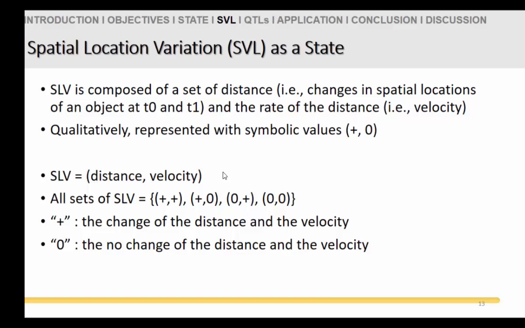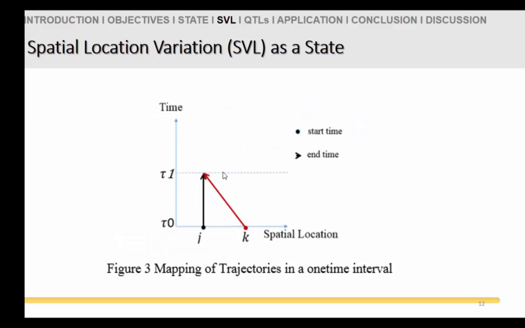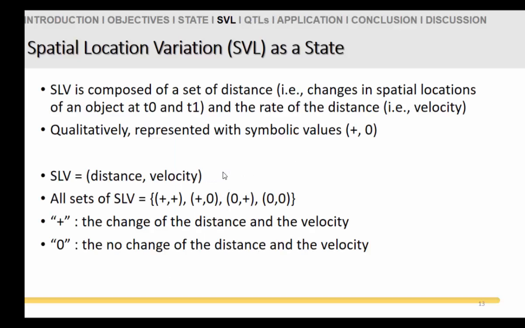So the spatial location variation, SLV, is a state. The SLV is composed of a set of distances, which is the change of spatial location of an object between T0 and T1. So the distance refers to this magnitude. Obviously this object doesn't change its spatial location, so the distance is equal to 0. But this one moved toward this one, so the distance is the length of this distance. So the length of the distance is also a component of the SLV. It is the derivative of the distance, which is obviously the velocity.